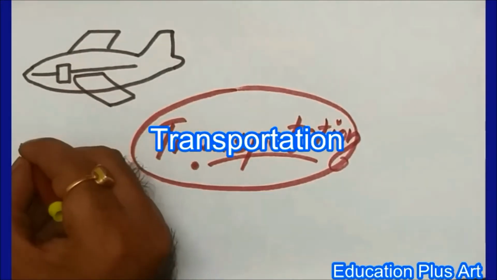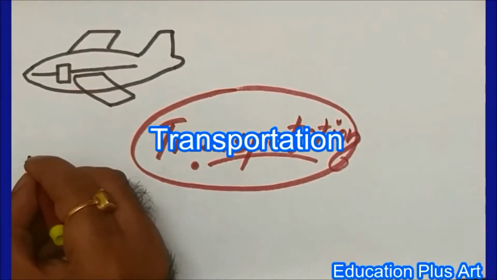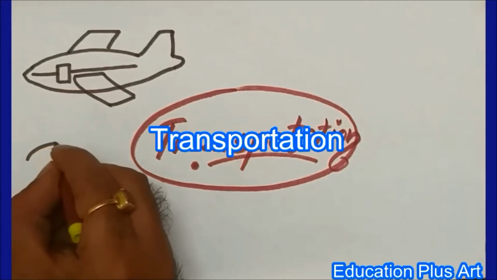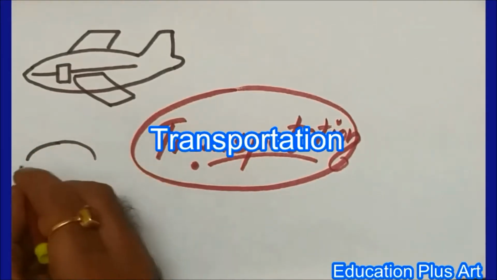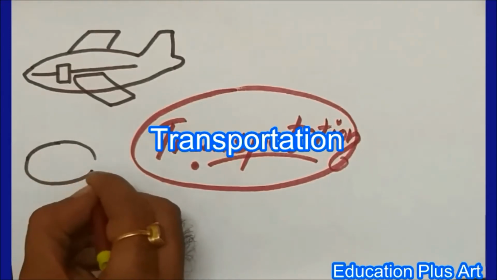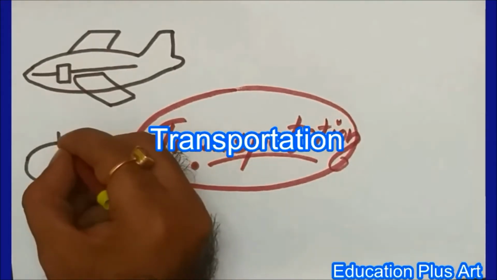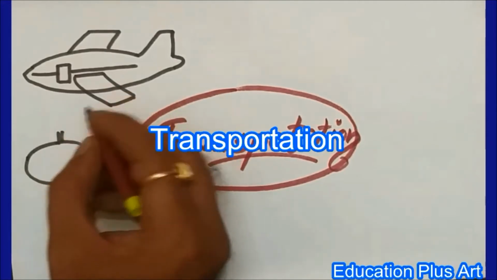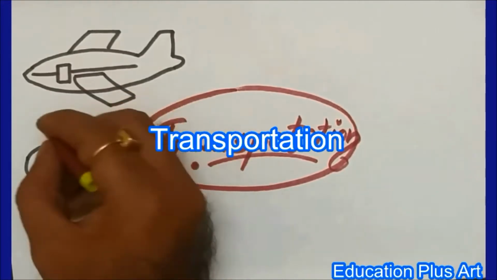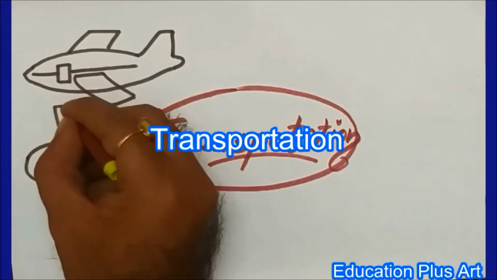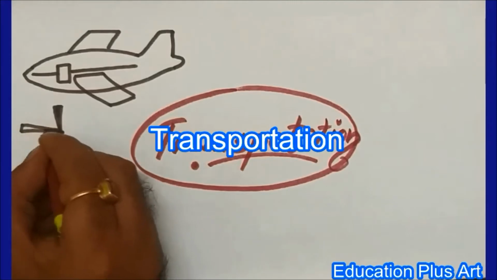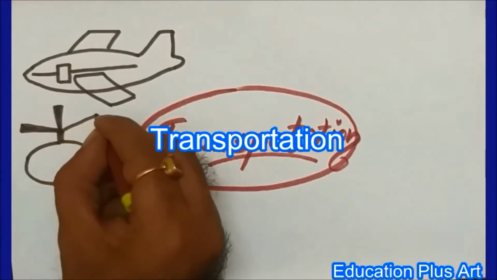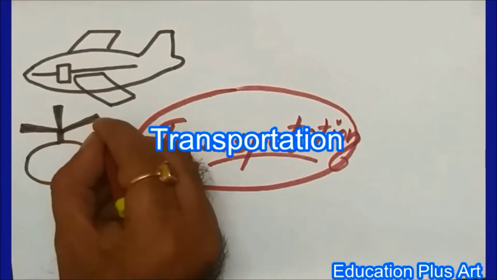Now I am going to make one more air transportation. A circle, like an oval shape. One standing line, make it dark. One slanting line, again make it dark. One slanting line, make it dark. Again a slanting line, make it fatty and dark.